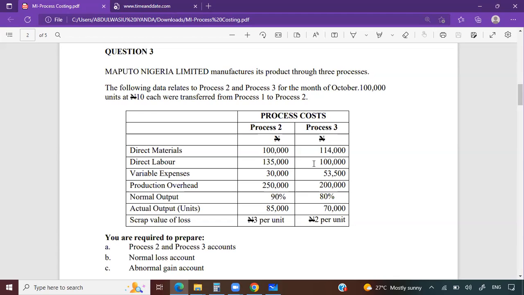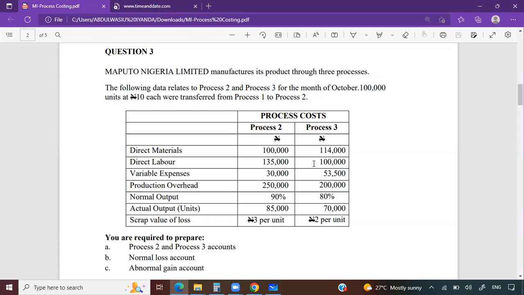Can we prepare the process 2 now? Just prepare process 2. Let's use words. You can do this in less than 10 minutes. Prepare the process 2 account now. And I want to know the words. What is the value of units that will be transferred towards process 3?